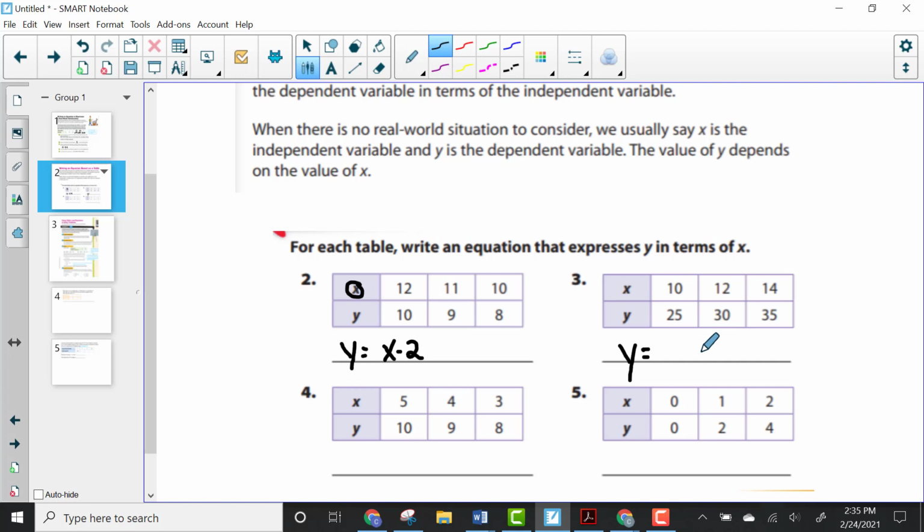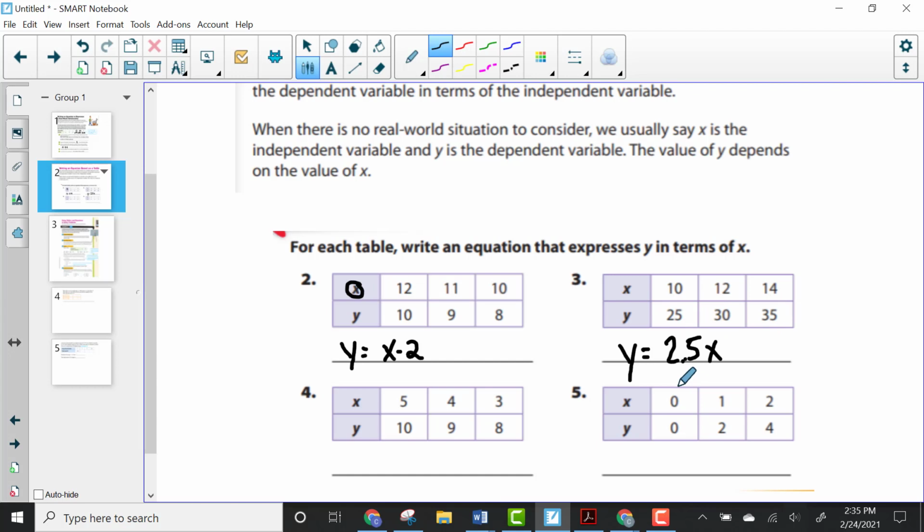Now if I multiply 10 times 2.5, I will get 25. 12 times 2.5 gives me 30. 14 times 2.5 gives me 35. So again, when you're establishing this equation, it has to be true for the whole entire table. So Y equals 2.5 times X. 2.5X means we're multiplying the numbers in X by 2.5, and that will give us what is in the Y part of the table.